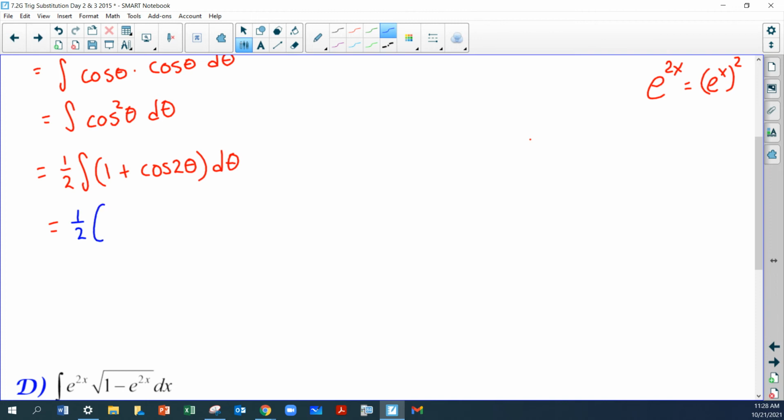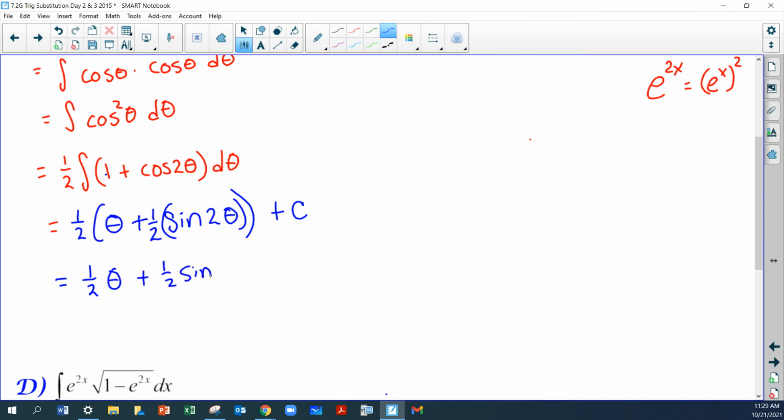The integral of 1 converts to just theta, and the integral of cosine converts to sine 2 theta. But because of 2 giving a chain rule of 2, I need to offset it with a 1/2 plus some c. Very good. Now, let's take our half through. We have 1/2 theta plus 1/2 sine 2 theta plus c.